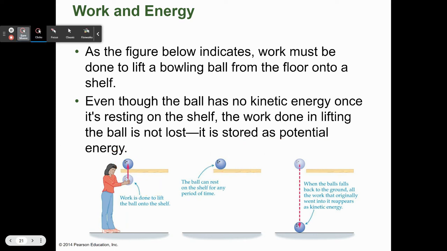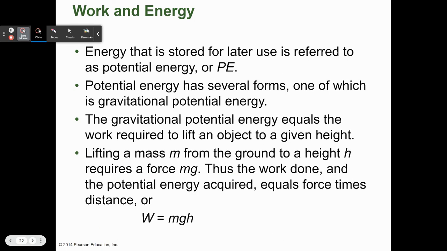So remember, energy does not get lost. It just changes forms. And so the work done doesn't get lost. It just changes forms. Energy is stored for later use and referred to as potential energy. Potential energy has several forms. So the one we're going to use the most or talk about the most is what we call gravitational potential energy. And gravitational potential energy equals the work required to lift an object to a particular height.